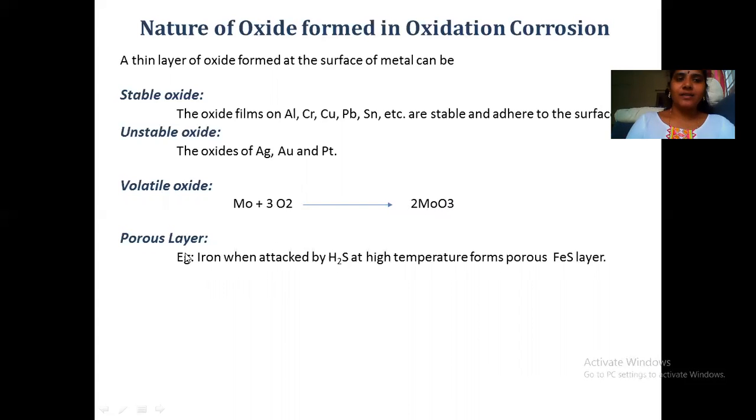If you take any metal, though the oxide layer is stable, if it has pores or gaps in the layer formed, then in such a case also the metal oxide layer will not act as a protective layer. The best example is iron when it reacts with H2S gas. It results in a porous FeS layer, and as it is porous, a small area of the metal is still exposed to the conditions. So in such a case, that will be considered a non-protective layer.